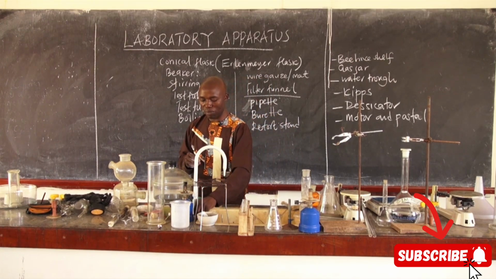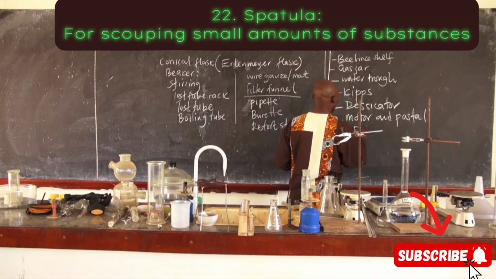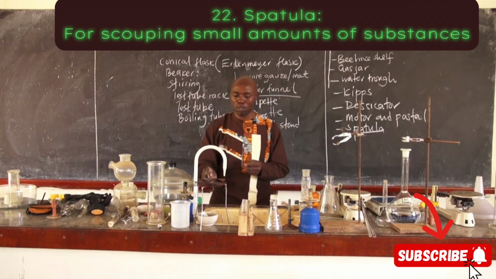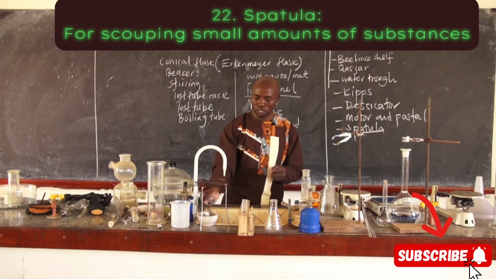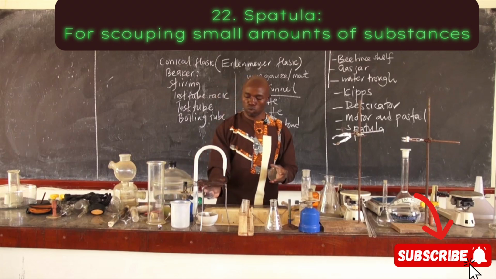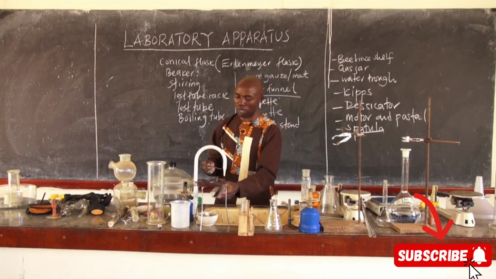Then we have something called a spatula. A spatula is used for scooping small amounts of solid substances, then we deliver them to where we want them to be. Scooping small amounts of solid substances, it's called a spatula.